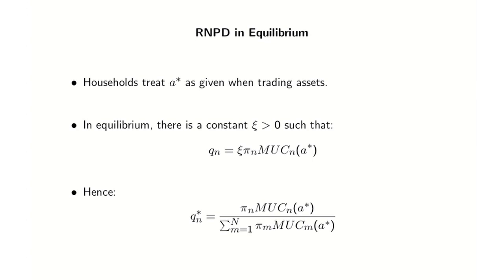This is just the first order condition of the household's problem. The price is going to be equal to the probability of the state taking place, subjective probability, times the marginal utility of that taking place. So the Qn star is just equal to this. So this is just the first order conditions from the household problem.